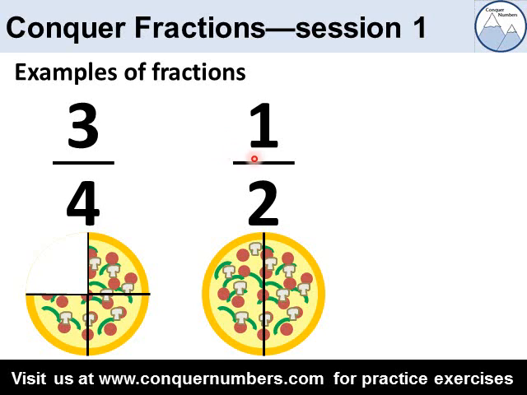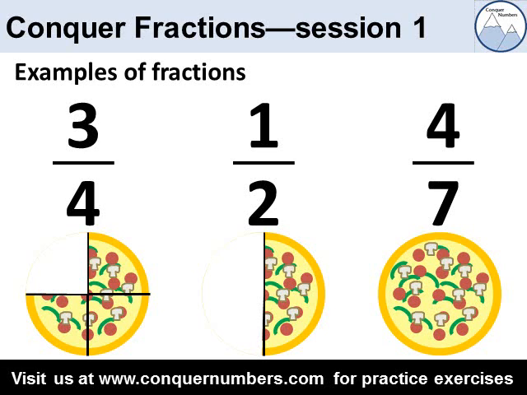Now the numerator tells us of those slices how many we're going to take for ourselves. So since the numerator is 1, let's take 1 slice for ourselves. And there we have our 1 slice. And this is what 1/2 of a pizza would look like. We have 1 slice of a pizza that was cut into 2 slices.